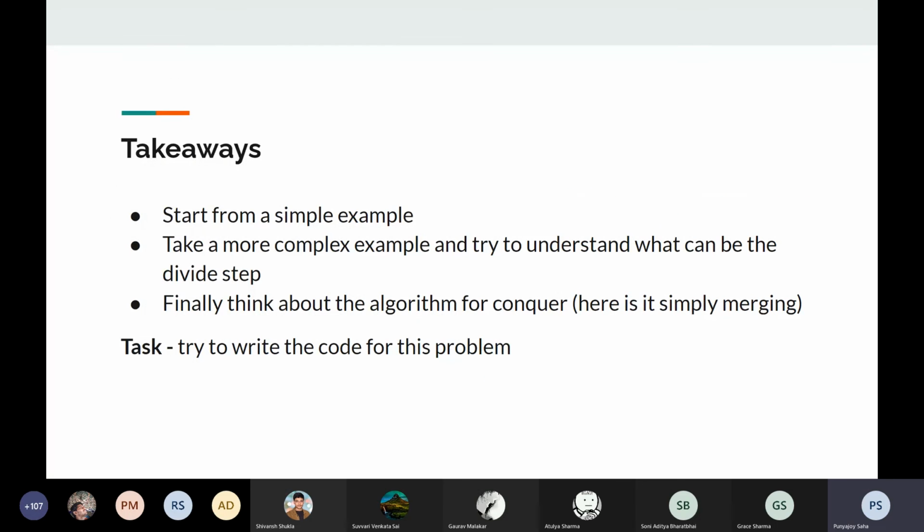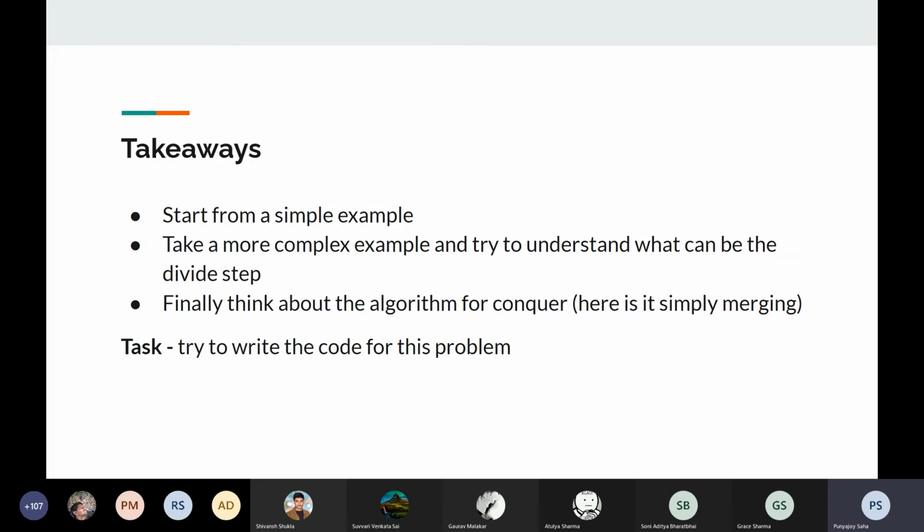To summarize, this is basically how you have to think for the lab assignment as well. When you get a question for divide and conquer or any other case, start from a very simple example. Our simple example was the simple approach: just take two blocks and try to see what the outline is. Then take a more complex example and try to understand what the divide step can be. If you have an idea about the simple O(n^2) algorithm, you can then think about what the divide step should be.